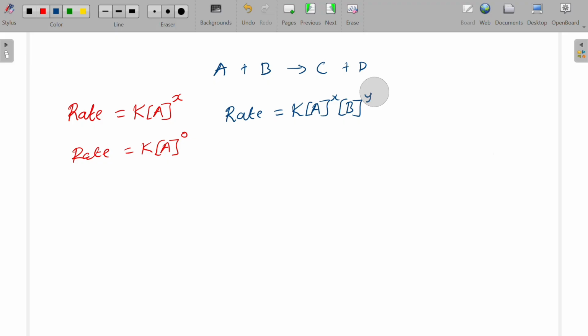Now, the overall order of reaction comes from the addition of those powers you have, the orders of reaction according to each specific reactant. You add them and then you find your overall order of reaction. For example, if in this case where we have X and Y, let's say we find X to be equal to 1 and then we find Y to be equal to 2. So this implies to say the order of reaction according to reactant A is first order and the order of reaction according to reactant B is second order.